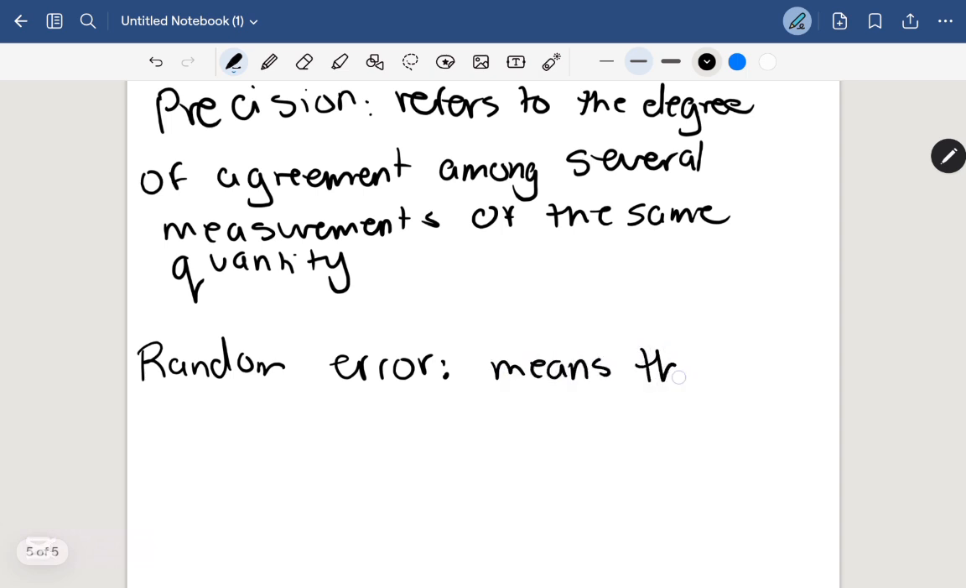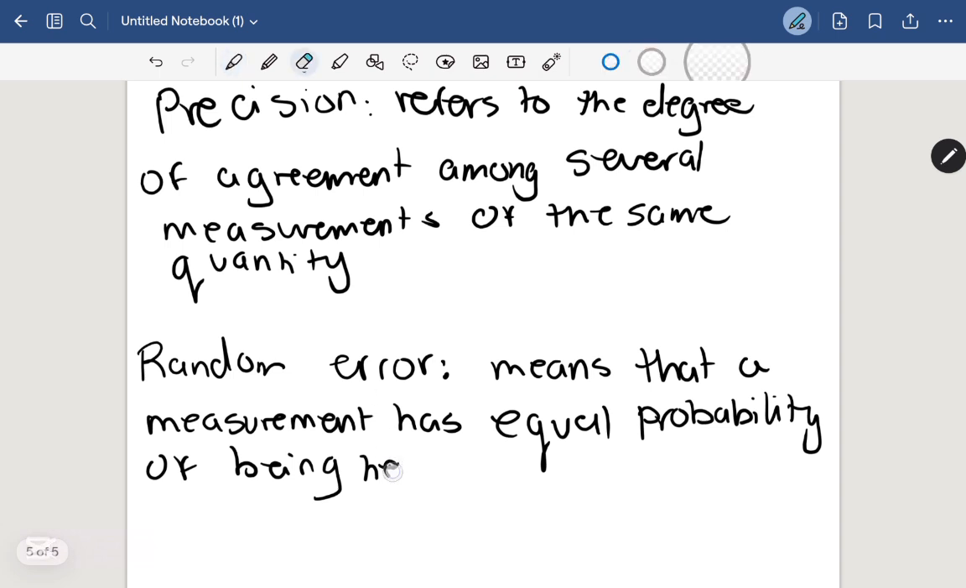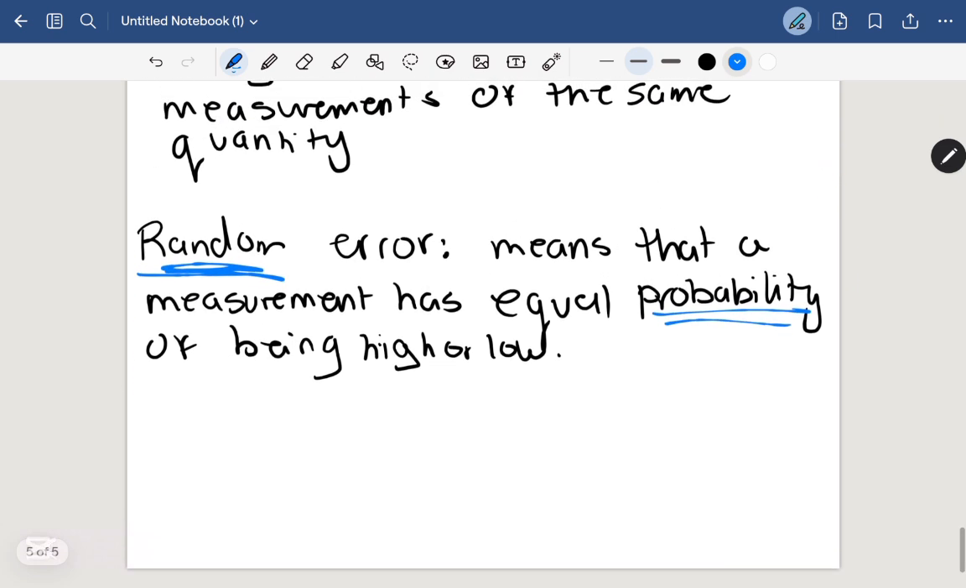that a measurement has equal probability of being high or low. Honestly, how I would remember this is random, random probability. So if it's random, then definitely you have a probability.